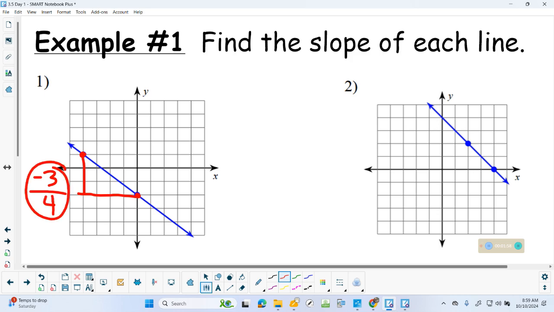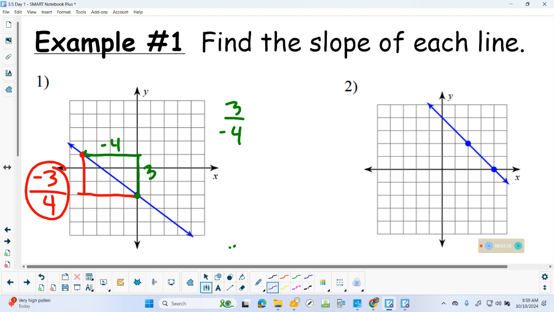Exciting stuff, isn't it? Okay, just to prove to you, and I'm not going to do it every single time, but let's say I started from the right point and counted to the left. You will get the same answer. Up and down first. So you have to go up 3, but then you have to go left 4. So you do have an equivalent fraction. Those are the same thing. So it doesn't matter which point you start at, you will get the same final answer.